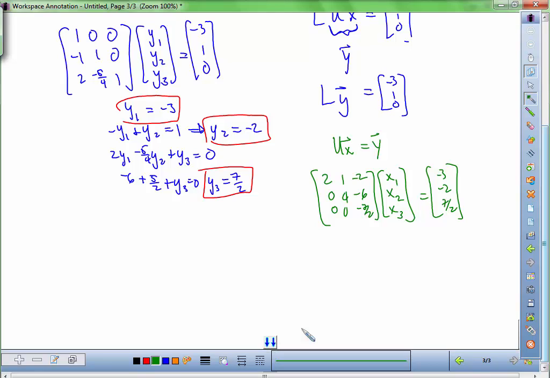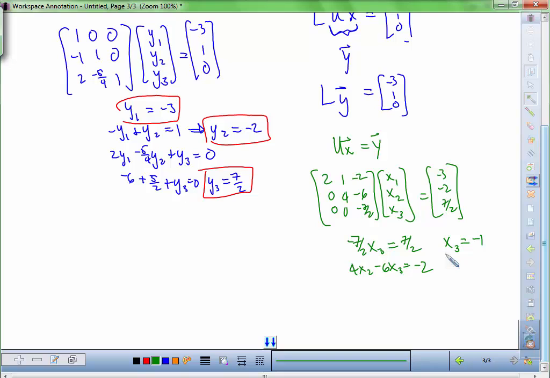So because it is triangular, it's still going to be another back substitution process, but a lot easier than having to find inverses or row reducing. So we have the bottom row is going to be negative 7 halves x3 is equal to 7 halves. So that gives x3 is equal to negative 1. So we have 4x2 minus 6x3 is equal to negative 2.